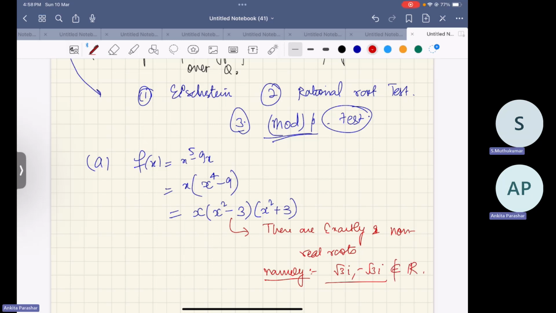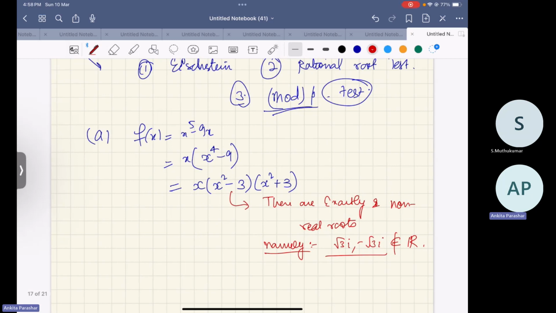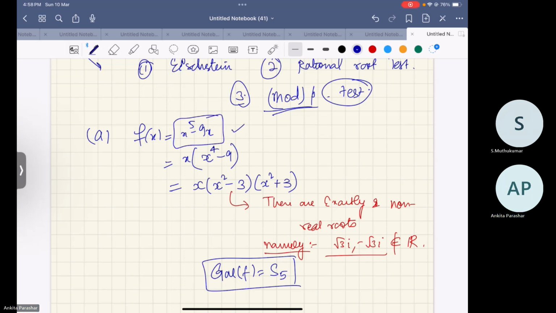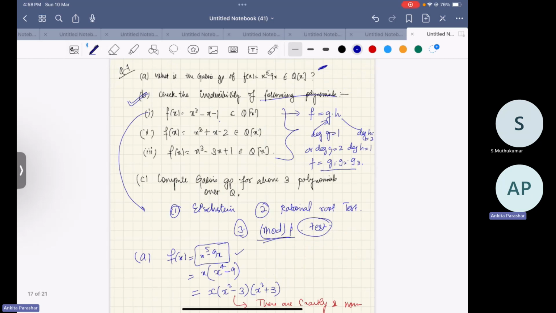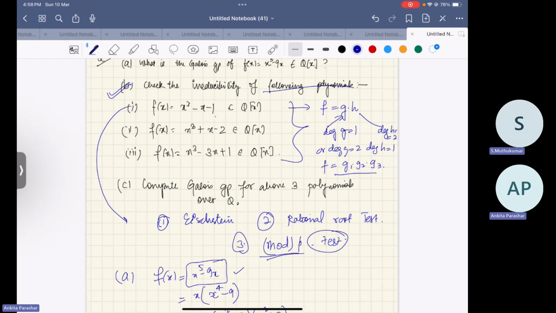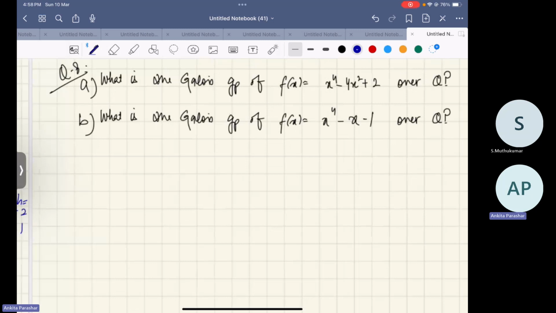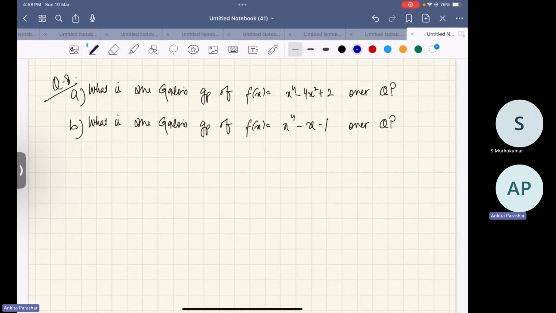Now, do you know some result when you have exactly 2 non-real roots? Then the Galois group of f is S5. Exactly right. The Galois group of f is S5 when you have a degree 5 polynomial. Yes. So, okay, I think you know most of the results. If we have 2 more minutes, then let's do.